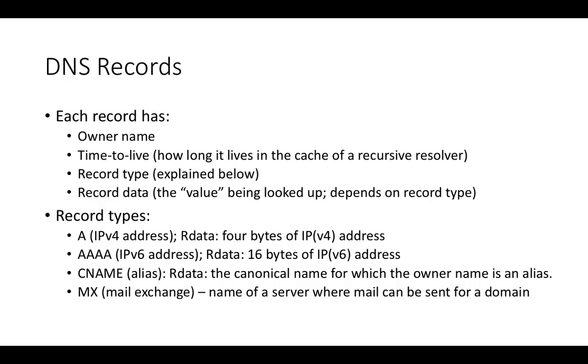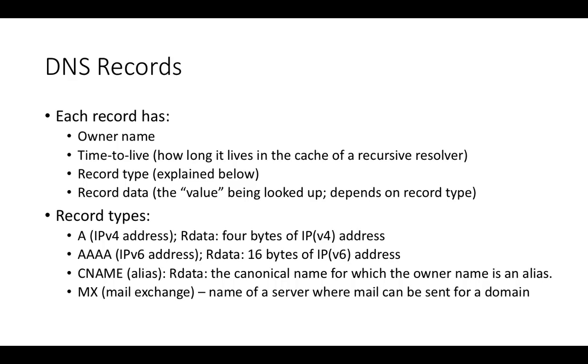So for example, in the case of type A, an IPv4 address, the record data, or RData for short, is 4 bytes of IPv4 address, because as we mentioned in the last couple weeks, an IPv4 address is 32 bits or 4 bytes.